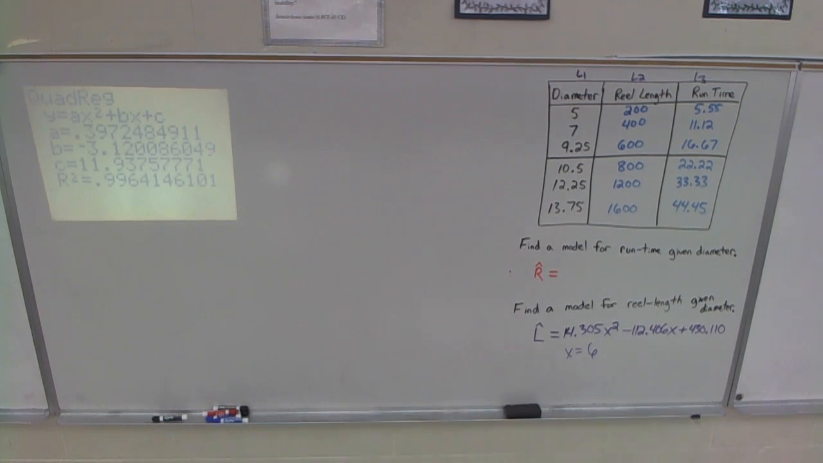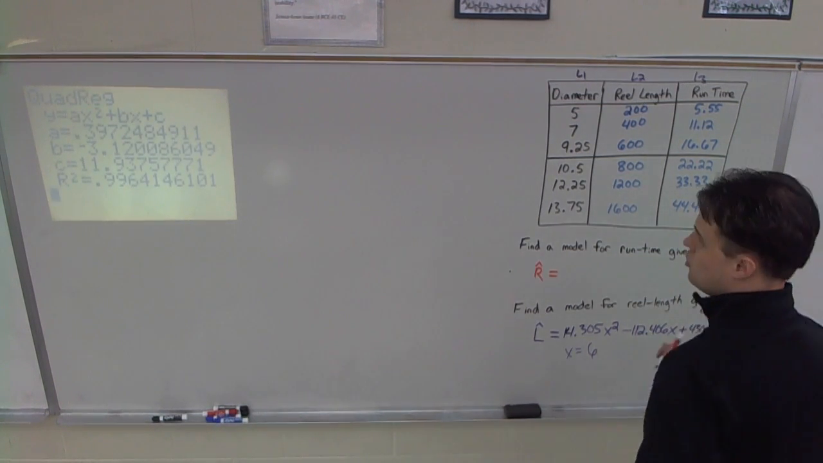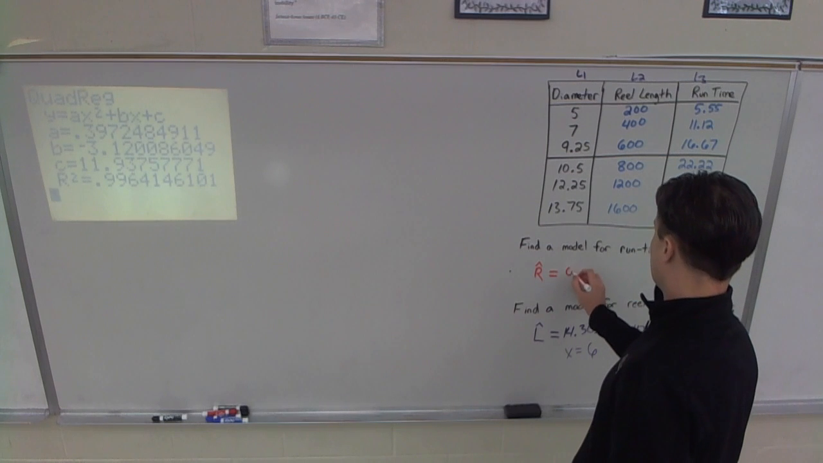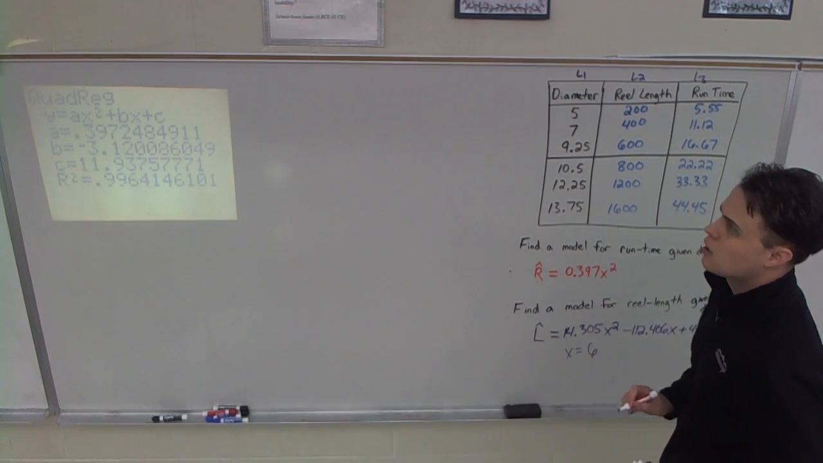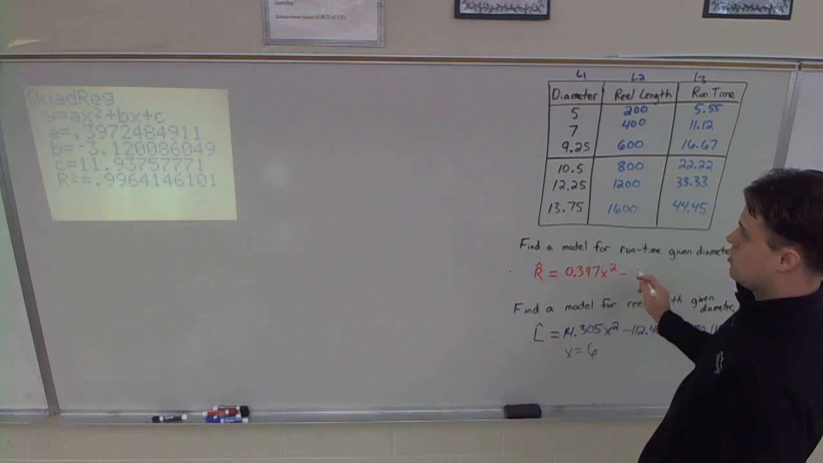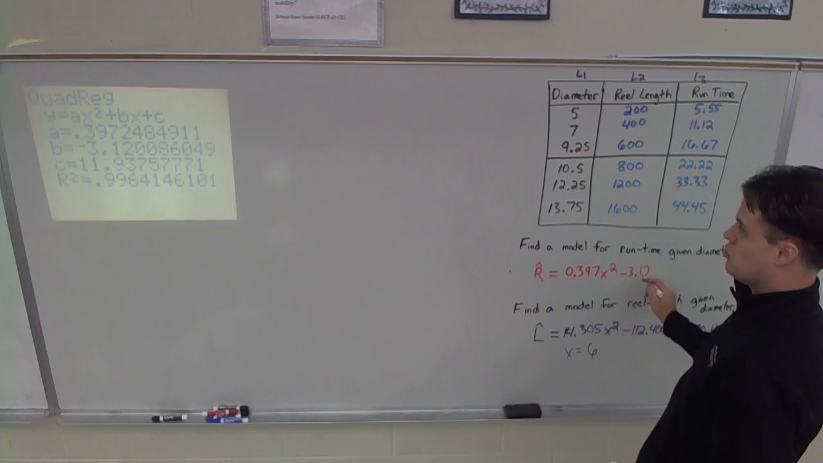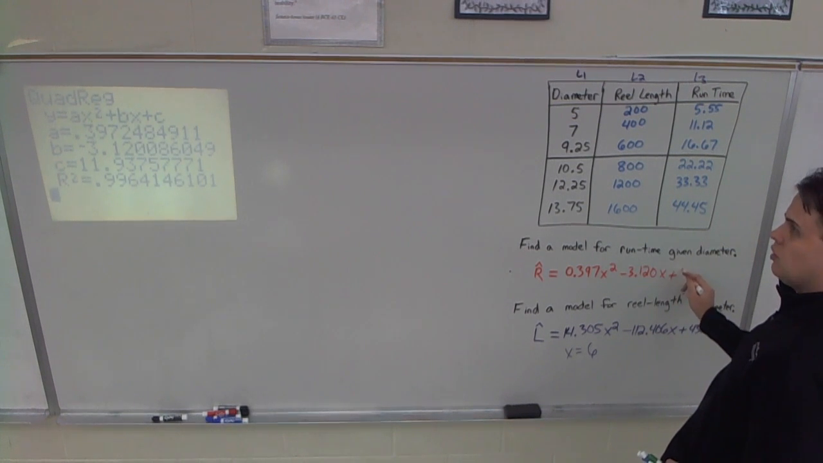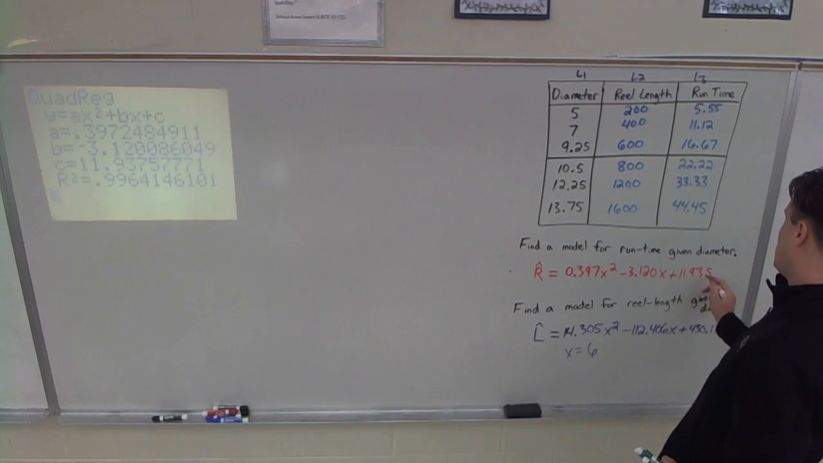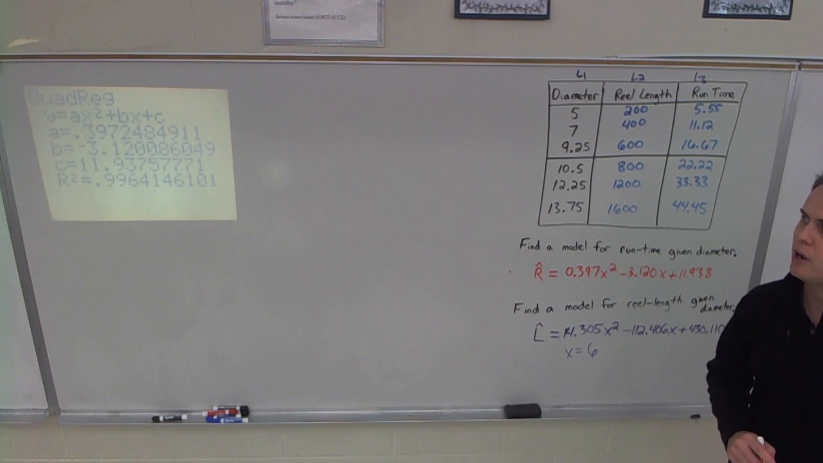Alright, you can see that's a totally different parabola. This parabola is going to be 0.397x squared minus 3.120x plus 11.938. A totally different parabola.